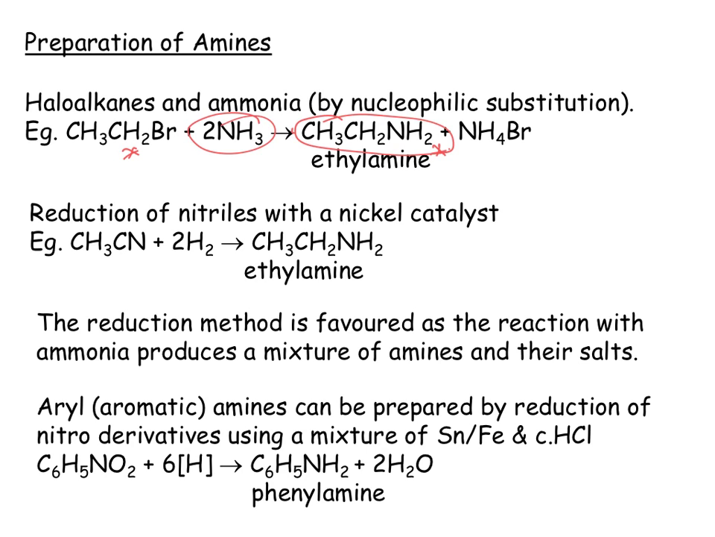There is another way of making amines, and that's by the reduction of nitriles with a nickel catalyst. So you're reacting them with hydrogen, you've got a nickel catalyst to speed it up, and we're going to get the amine. This tends to be the favoured method because it's only making one product. If we use the reaction of haloalkanes and ammonia, we're going to get a mixture of products. We can separate them fairly easily by something like fractional distillation, but if you're trying to make one amine, then it's not going to be a good method to use. So this would be the preferred method.